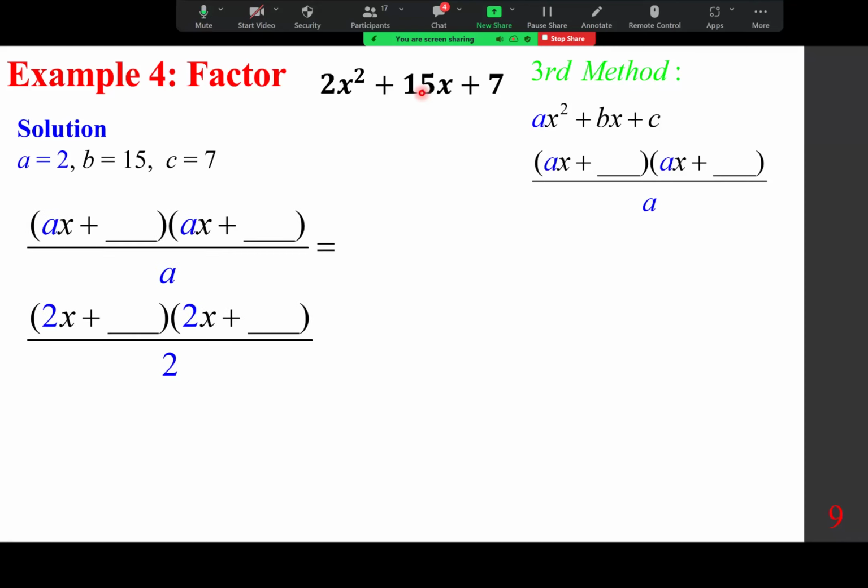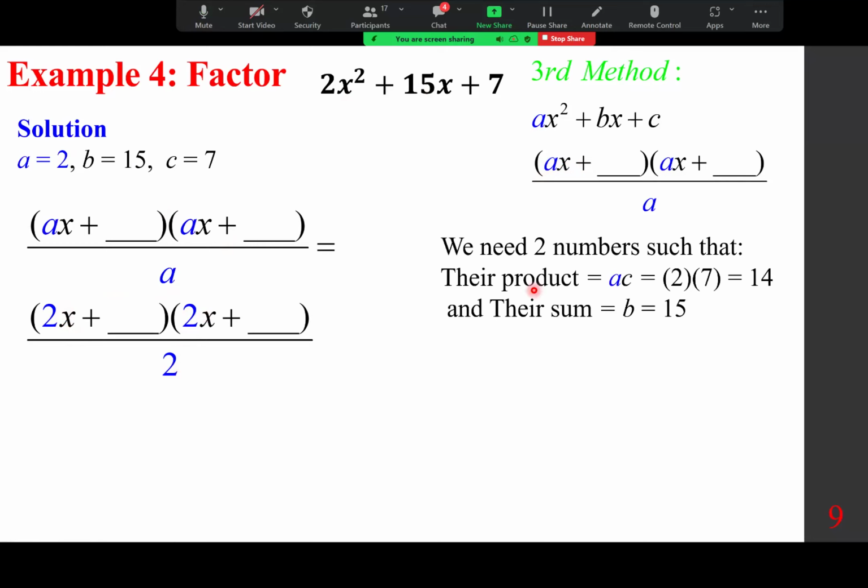So we write this because A is 2, so 2x and 2x. We need two numbers such that their product is AC, as you know, 2 times 7 or 14, and their sum is B, or 15. We've seen that in the previous case when we did the grouping, and the numbers are 1 and 14. Now, previously, we would cut this into two pieces, 1x and 14x, and we go with the grouping.